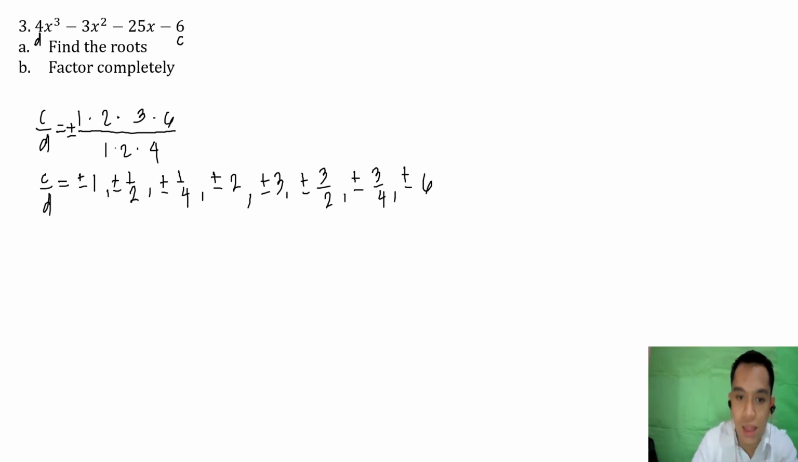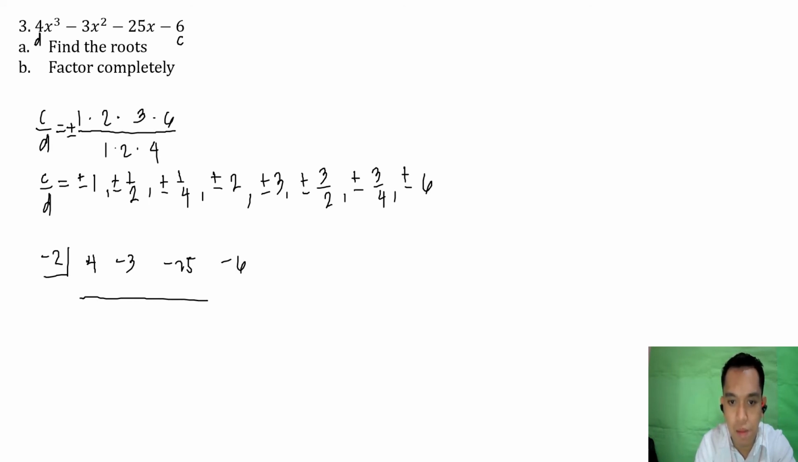Okay, so unahin natin yung mga whole number kasi mas madali. So unahin natin yung mga whole number. So say for example, itong negative 2. So unahin natin yung negative 2. Okay, so isulat natin yung mga numerical coefficient ng ating polynomial to perform synthetic division. 4, negative 3, negative 25, at negative 6. Then divide. So bring down 4.